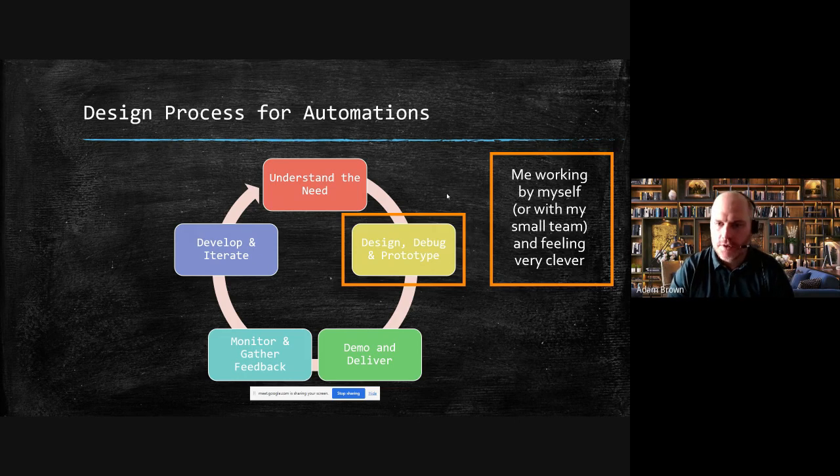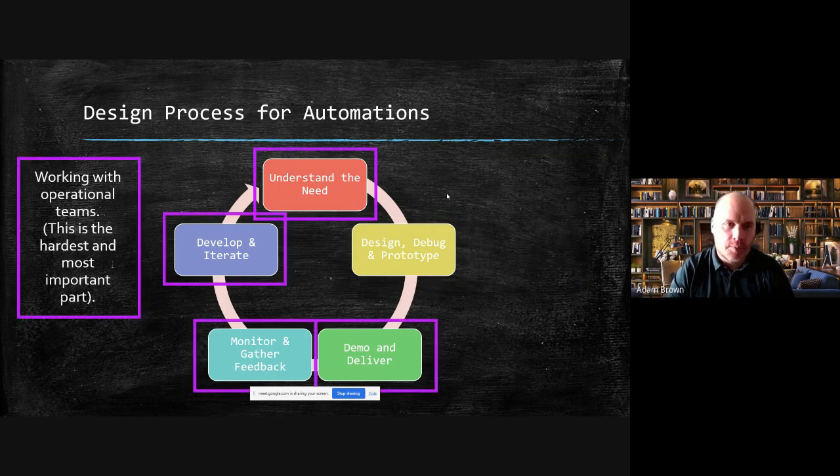I think this model is useful because that design, debug, and prototype is me working by myself or with a small team and feeling very clever, at least when I'm successful. But it's the other part of the design process that I think is much more important. This is where we work with operational teams to understand their needs and goals, understand their business processes, etc. I think this is the part that it would be really easy to overlook when you're fresh out of Trailhead and ready to jump in with flows.